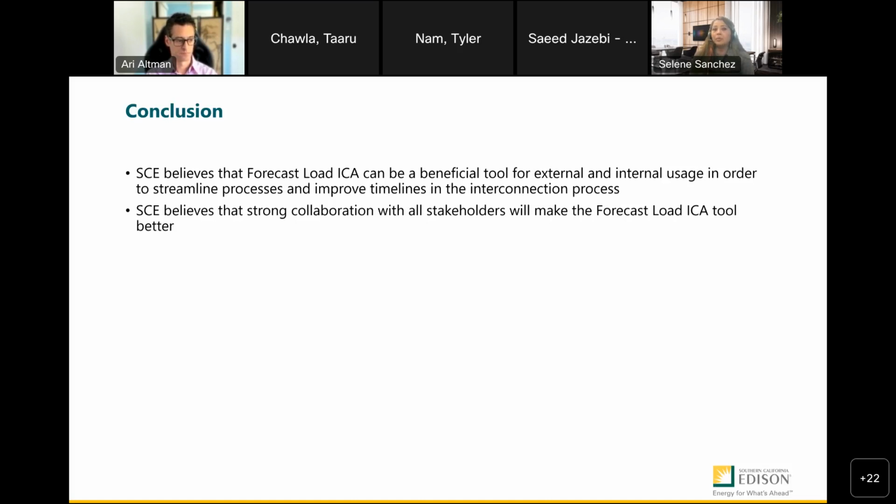And with these load ICA refinements, we're really hopeful that it will be a beneficial tool for all parties involved, internal and external. And we're looking to help streamline a lot of the interconnection processes. We believe that with partnership with all stakeholders involved, we could definitely look to make our ICA tool orders of magnitude better and be able to correspond in a more collaborative nature.